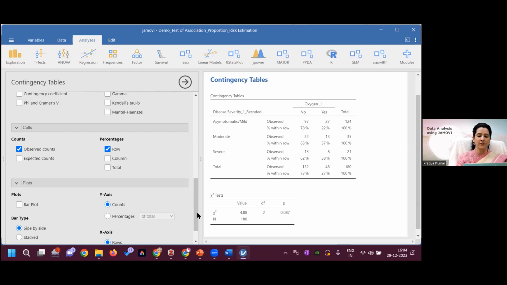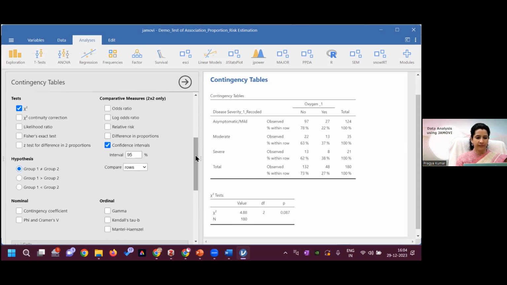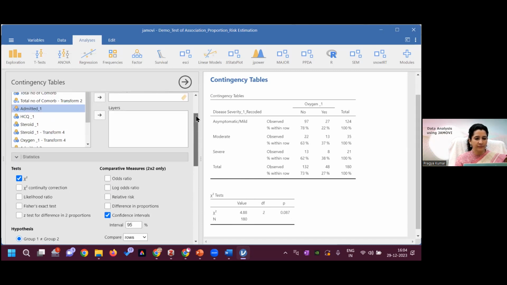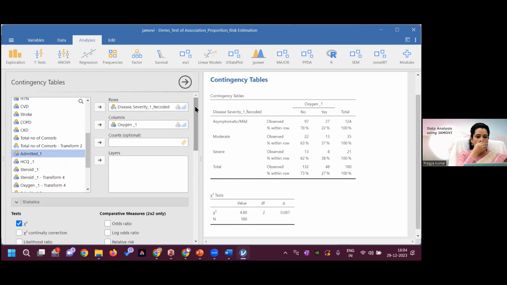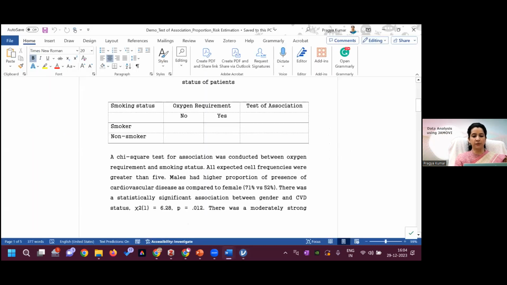Okay. So now we'll go to another thing. So this is the interpretation. You can see this. This we have written, this is not through ChatGPT: a chi-square test of association was conducted between oxygen requirement and smoking status. And here we have written all the assumptions.